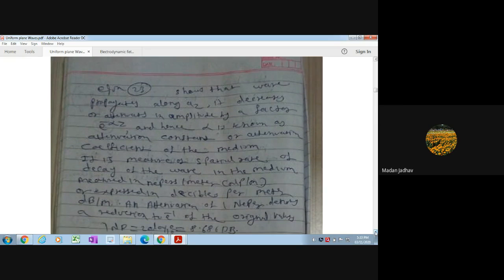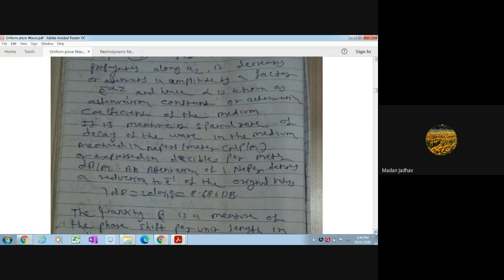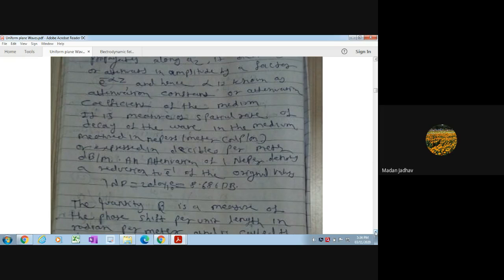Now what is the unit of the attenuation constant, also called the attenuation coefficient of the medium? It is the measure of the spatial rate of decay of the wave in the medium, measured in Nepers per meter. Another unit for this is decibel per meter. An attenuation of 1 Neper denotes a reduction to e to the power of minus 1. Whenever the power of e is minus 1, then we say that 1 Neper, the power or the amplitude, is reduced.